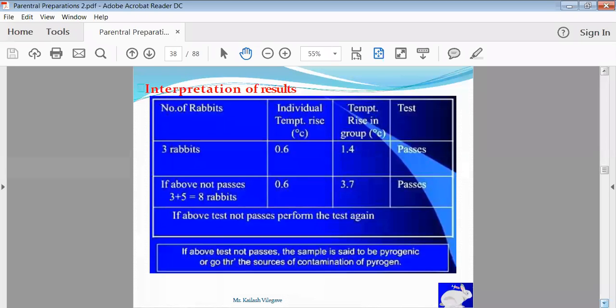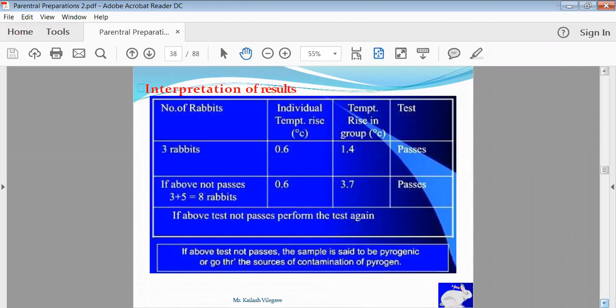And suppose you have found that there is an increase in temperature for individual rabbits. Again, you can go for checking the average temperature of all the 16 rabbits. Then that average increased temperature should not be more than 3.7 degrees centigrade. So suppose it is below 3.7 degrees centigrade, then your test has passed.